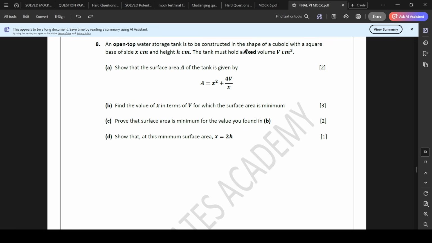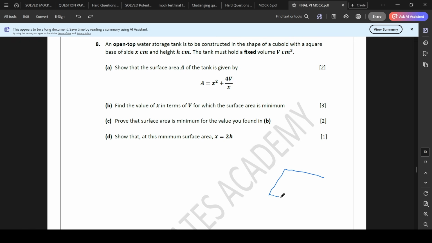The tank must hold a fixed volume of V centimeters cubed. So it does not matter if I change my x or h, the volume will always be a fixed quantity, which is the base area times height, x squared h. That is something that is very useful for this question. Now, what I can do is draw a rough diagram of what's going on over here. So let me just draw the base.